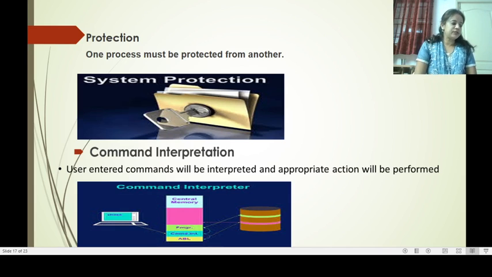Command interpretation. Command interpretation is nothing but the operating system acting as an interface between the user and the computer hardware. The user will provide commands through which he can communicate with the system.